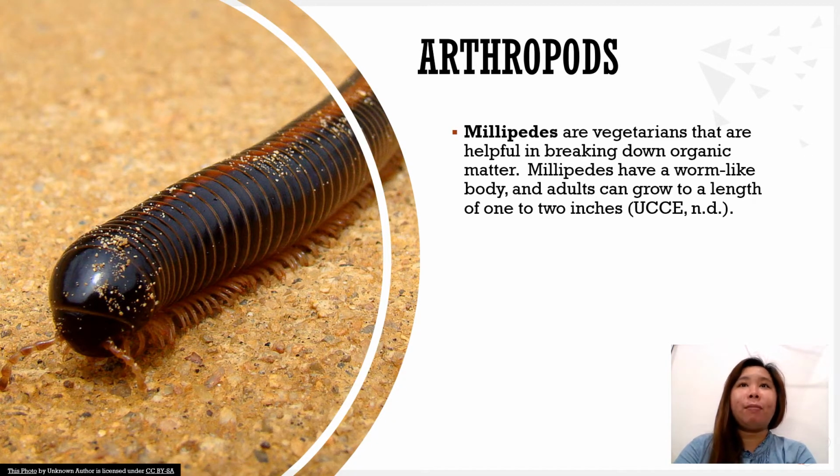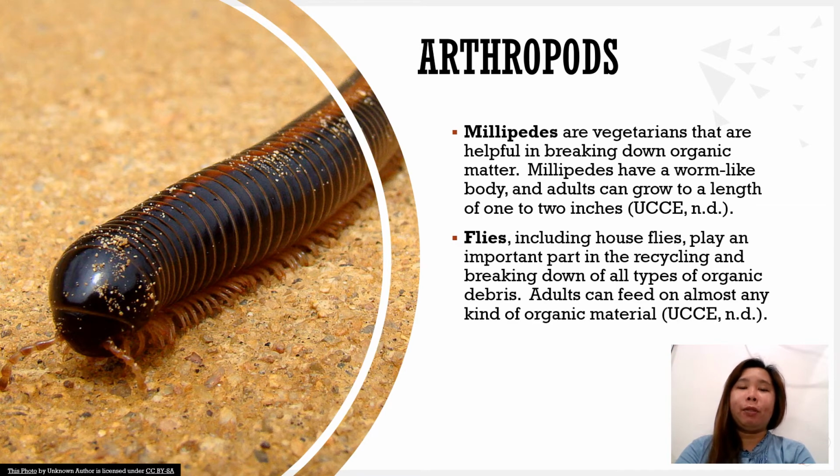We also have the millipedes. Millipedes are vegetarians that are helpful in breaking down organic matter. Millipedes have a worm-like body, and adults can grow to a length of 1 to 2 inches. And also we have the flies. Flies, including the house flies, play an important part in the recycling and breaking down of all types of organic debris. Adults can feed on almost any kind of organic material.